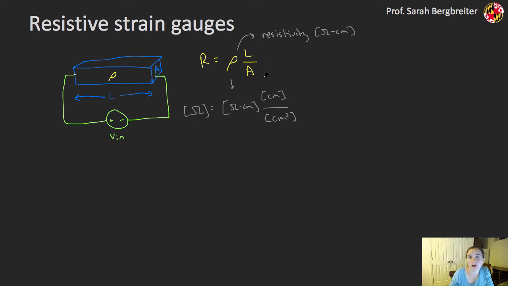So it's always a good way to check that you have your L and your A, for example, in the right place when calculating your resistance, is to look at your units once again.